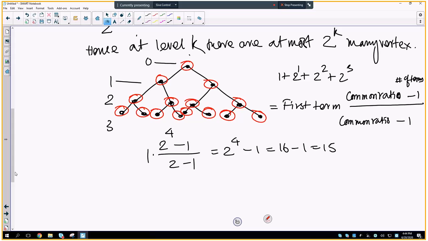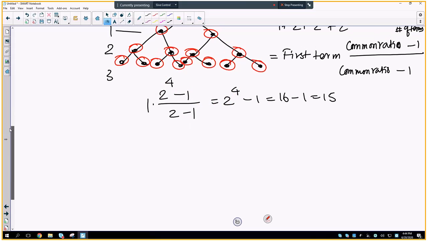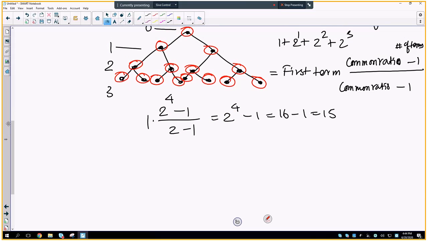But I will prove that in general. So I'm not going to do much; I'm going to use this formula one more time. It says if you have 2 to the power k many vertices at the kth level, then the total number of vertices from level 0 to the kth level is 2 to the power k plus 1 minus 1. So what I'm adding is 1 plus 2 to the power 1 plus 2 squared plus 2 cubed, and I'm going to do it till I reach 2 to the power k. That's the total number of vertices.